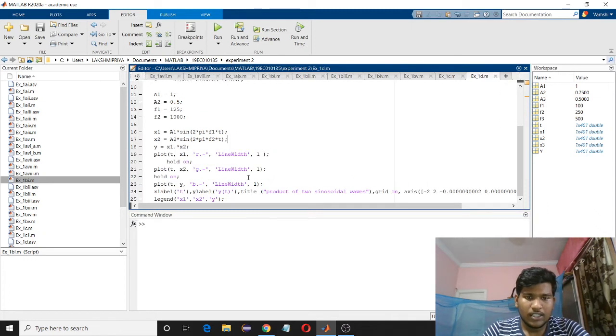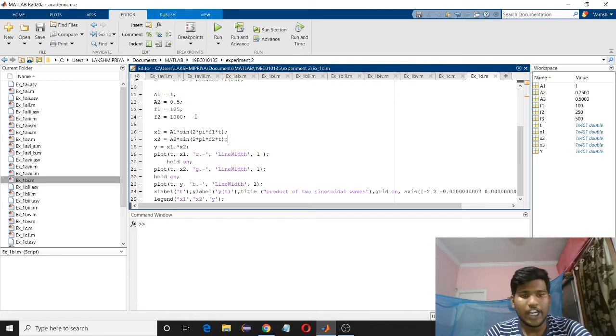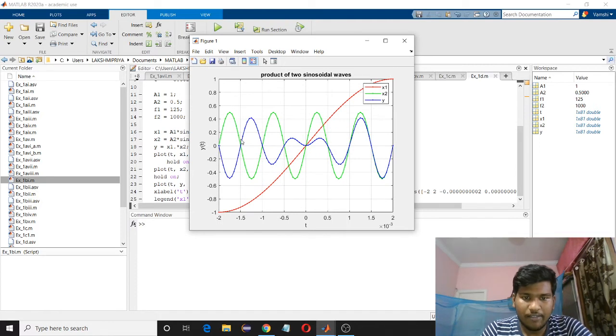Next we have taken two sinusoidal functions x1 and x2. We are multiplying x1 and x2 and trying to plot these three curves. Let's see. So this is the output that we have arrived at. Green and blue are the two sinusoidal functions. We have multiplied the green wave and the blue wave. This is the output that we have got, the red wave.